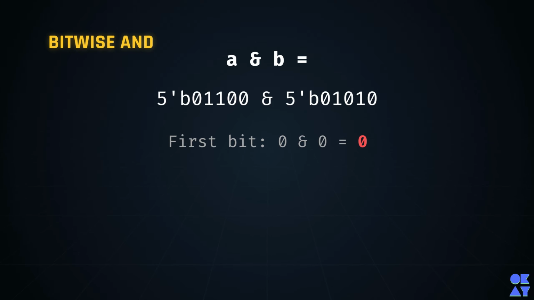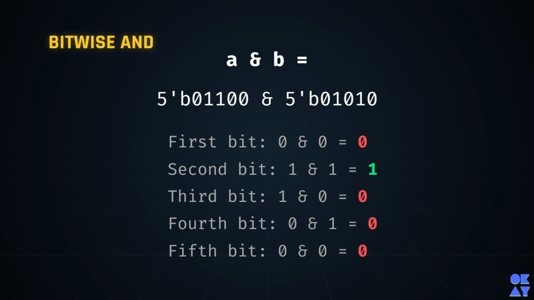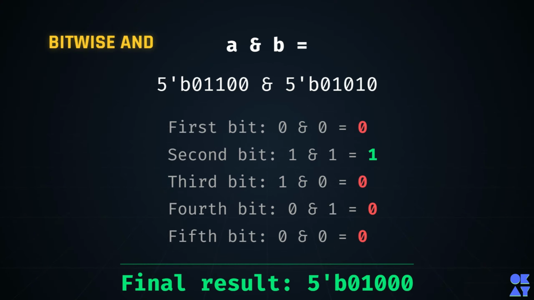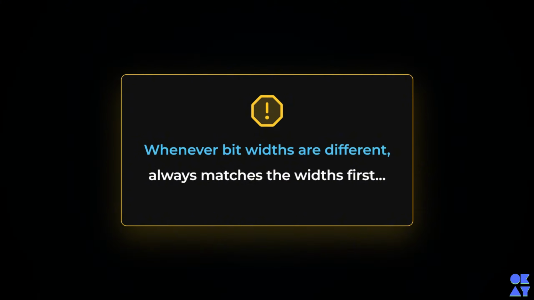First bit, 0 and 0 equals 0. Second bit, 1 and 1 equals 1. Third bit, 1 and 0 equals 0. Fourth bit, 0 and 1 equals 0. Fifth bit, 0 and 0 equals 0. Final result, 5'b01000. Whenever bit widths are different, always match the widths first, then perform the operation.